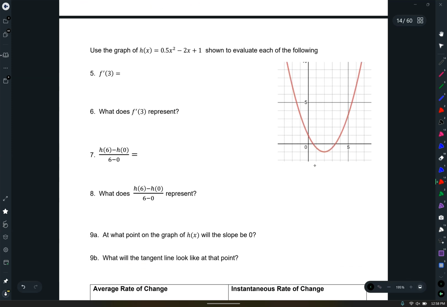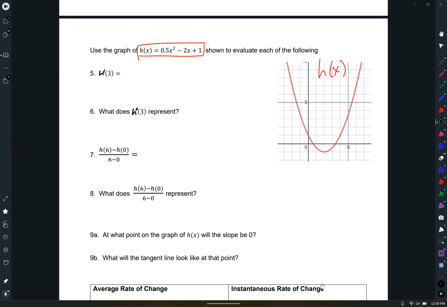Okay, let's look at this page. This is the graph of h right here, and I've got the equation for that parabola right here. Evaluate each of the following. All right, I see a mistake. Sorry about that. Notice the function I give you is h of x, but then down here it says f. That's just a typo. This should say h prime of 3, and this one should say h prime of 3. So sorry about that. Let me fix that. So h prime of 3, and this is h prime of 3. I think that's all of them.